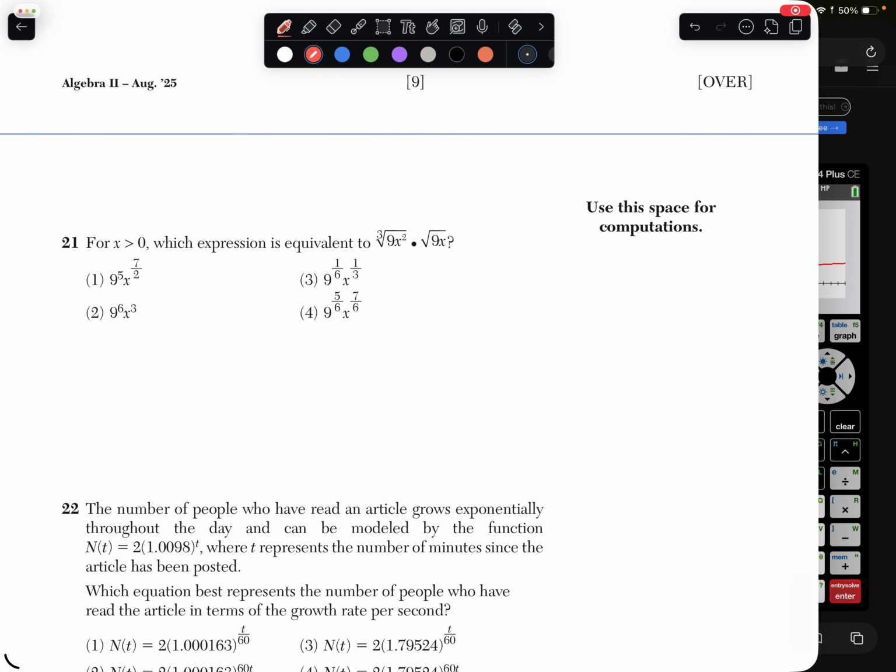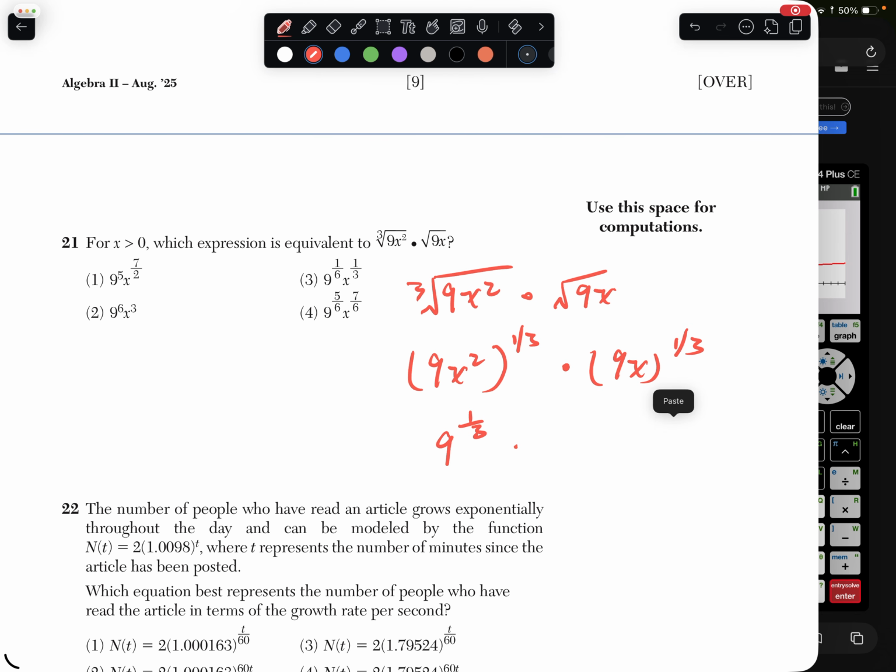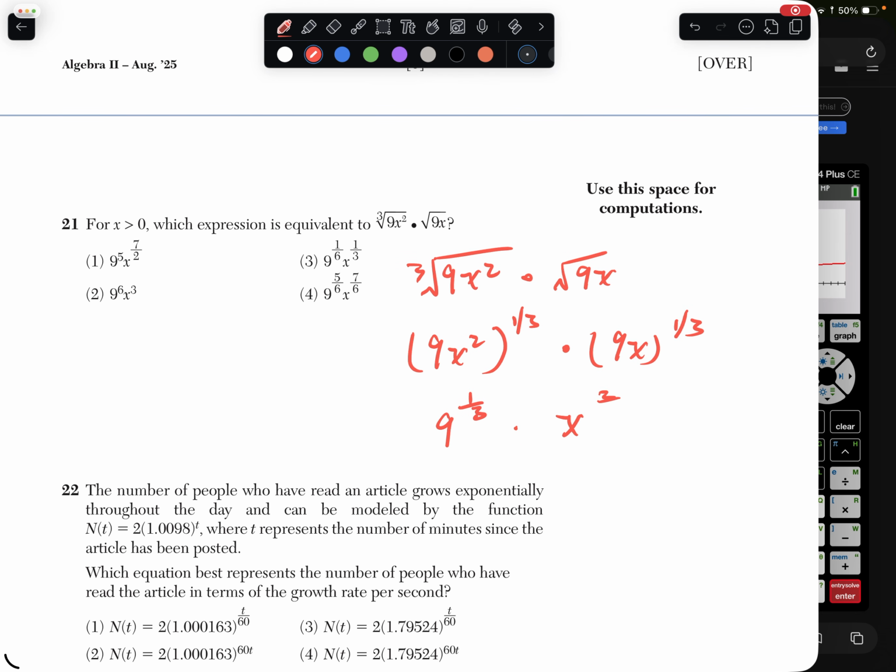All right, for x is greater than 0, which expression is equivalent to that over there? Okay, so it seems like we want rational exponents. So let's look at this over here. 3 cube root of 9x squared times square root of 9x. So this is going to just make it like this. Hope you see this. So then this is 9 to the 1/3 times x to the 2/3 times, this will be 1/2, my bad, 9 to the 1/2 times x to the 1/2.